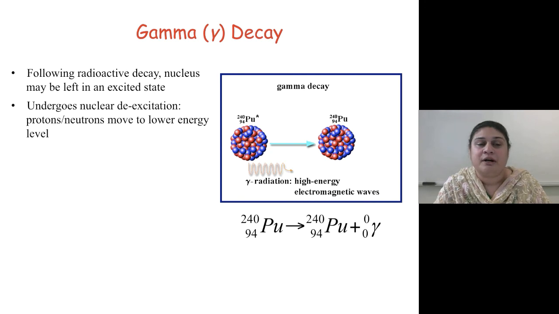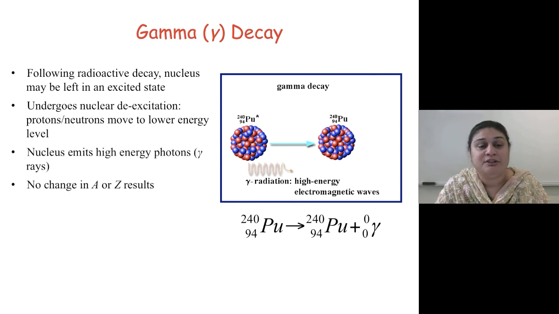Gamma decay. Following radioactive decay, the nucleus may be left in an excited state. That nucleus further undergoes nuclear de-excitation and the nucleons move to a lower energy level. The nucleus emits a high energy photon. Because gamma has zero charge, there is no change in A or Z.